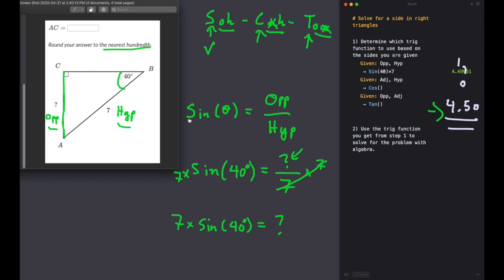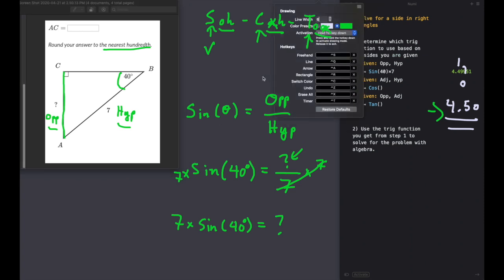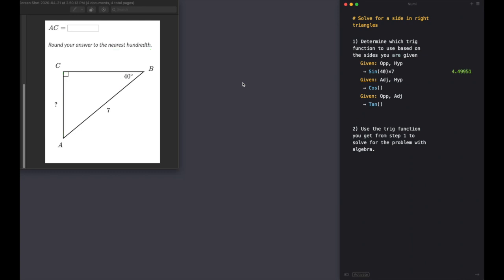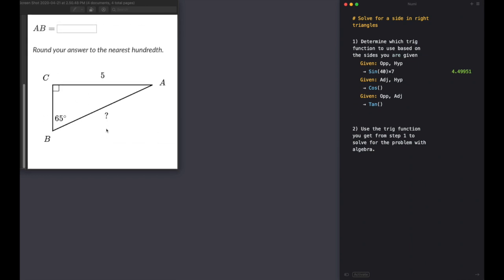Okay, so let's look at another example. Our answer for this one would have been 4.50. Okay, I was pressing the wrong buttons. All right, let us look at this problem here. First thing I'm going to do is get rid of my calculator stuff from before.